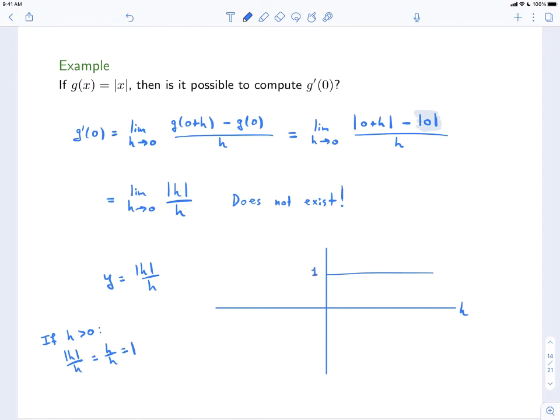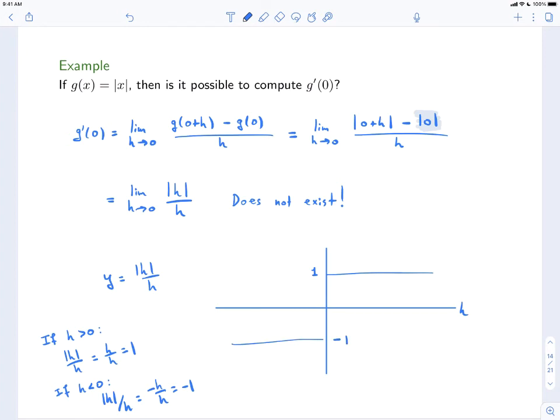However, if h is negative, then the absolute value of h over h is going to be the opposite of h over h, which is minus 1. So that means all of your values are down here, like this, at minus 1.